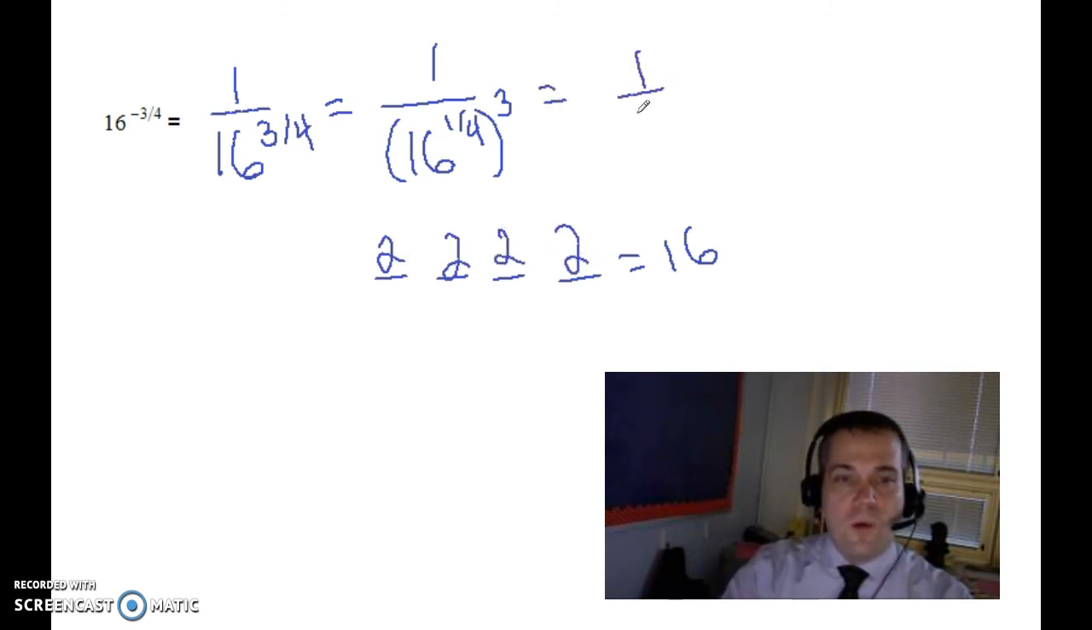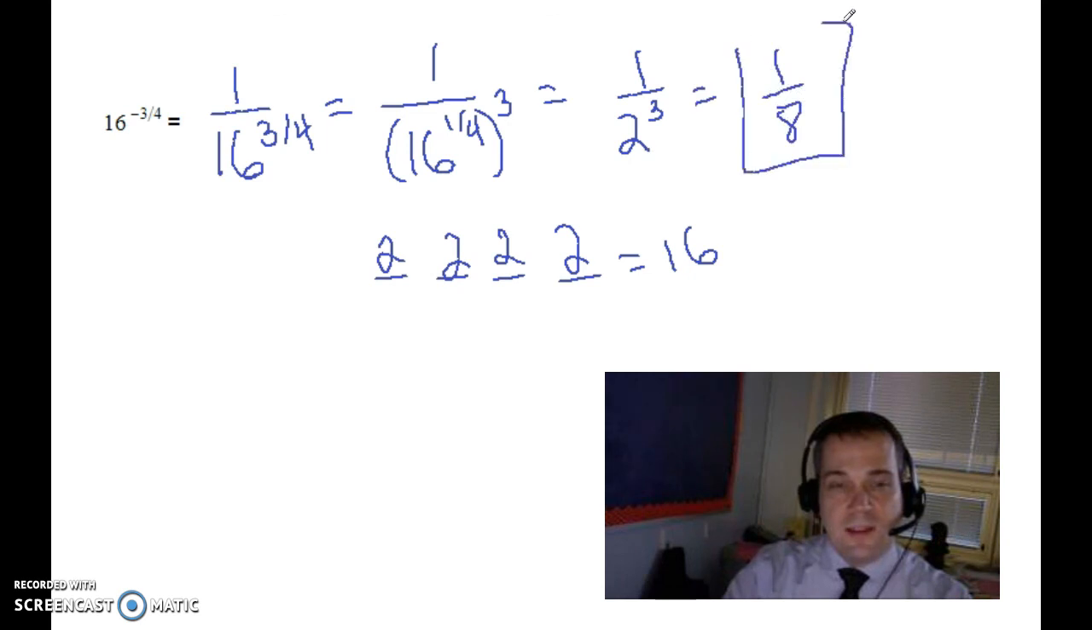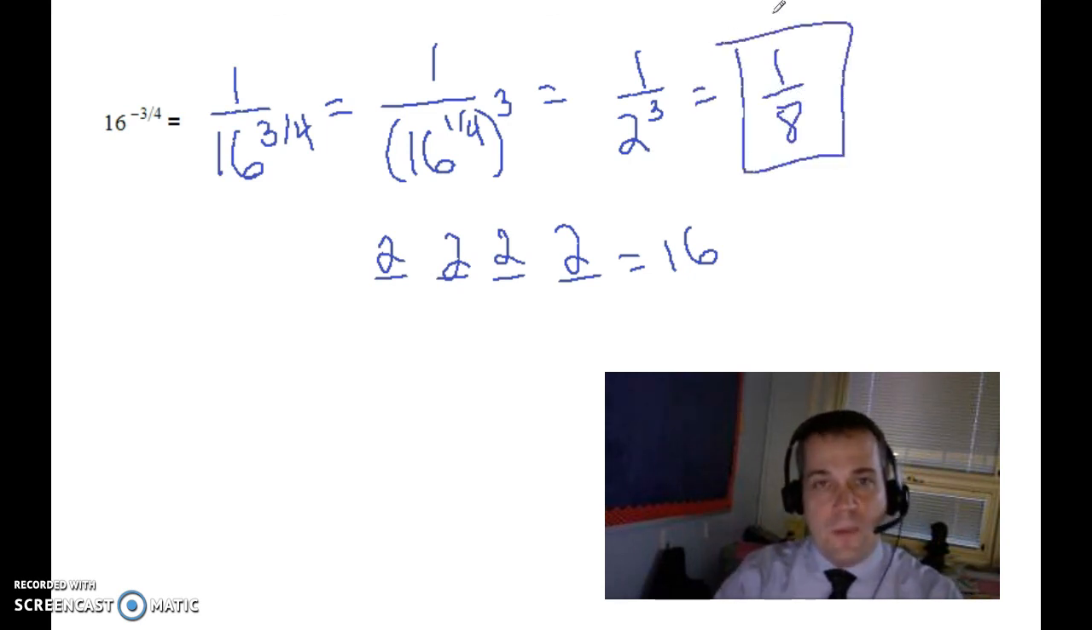So we get 1 over 2 to the third, and then of course we'll take that 2 to the third power now to get 1 over 8 as our final answer. So we are going to break this problem up into chunks, deal with the negative exponent first, break up that fraction second, think about one thing at a time, and you'll get them. Okay.